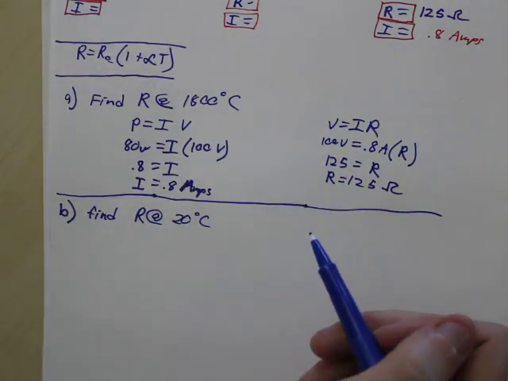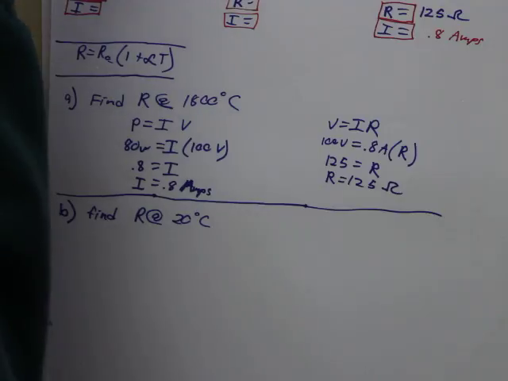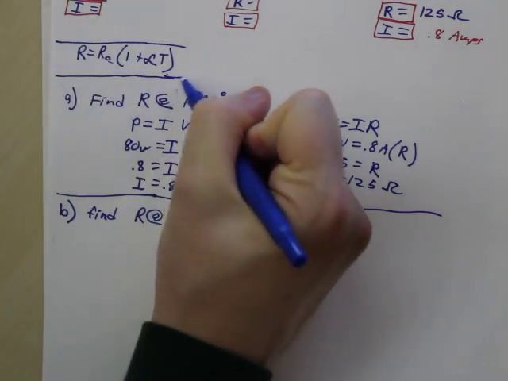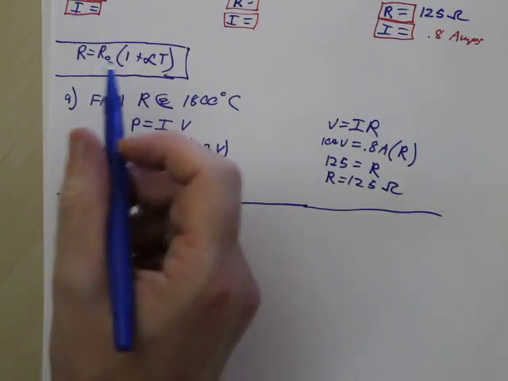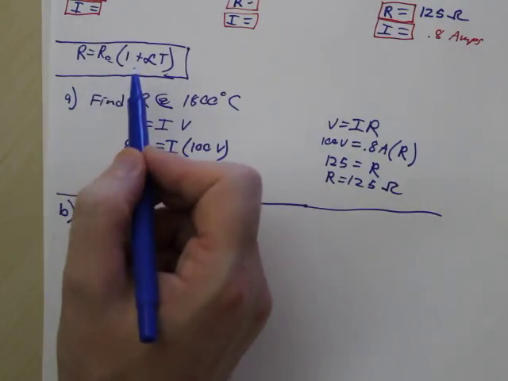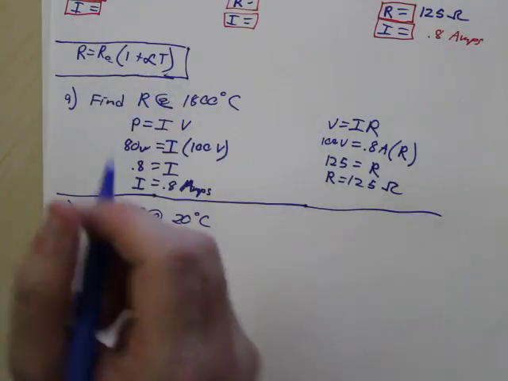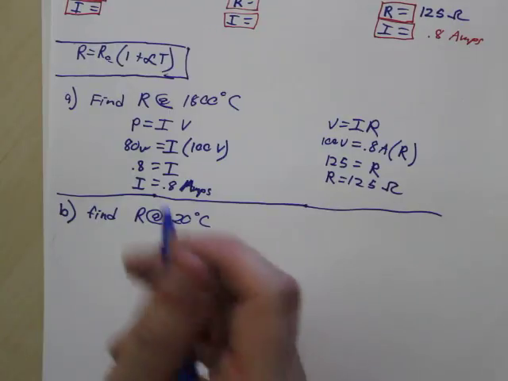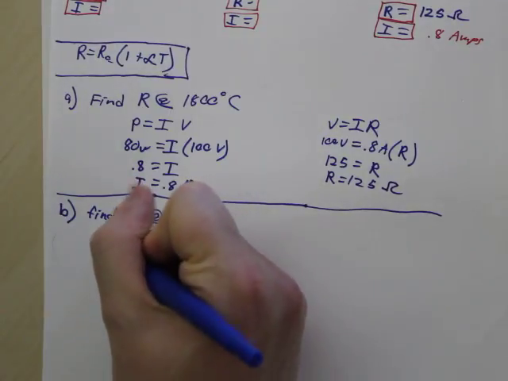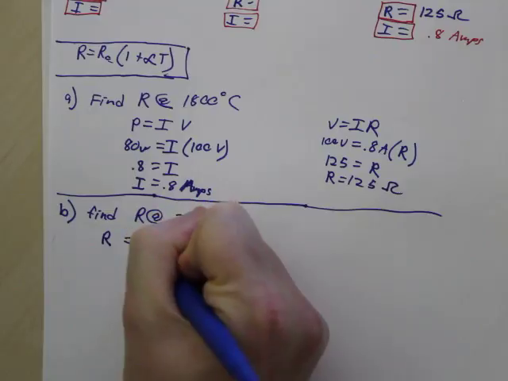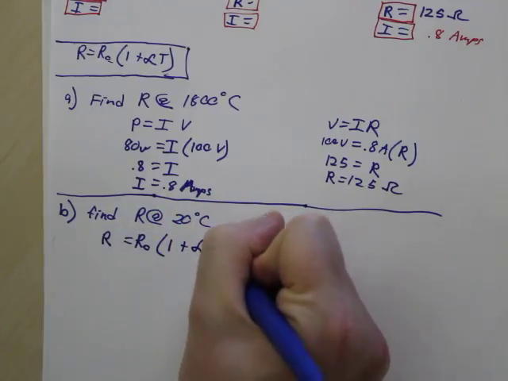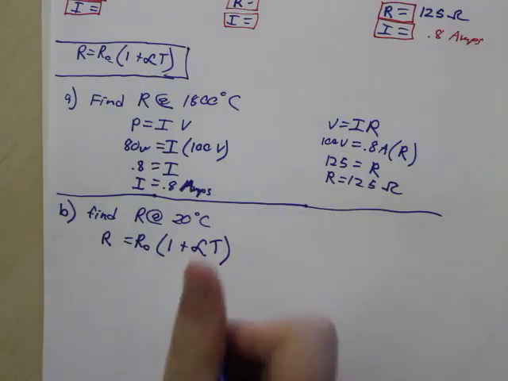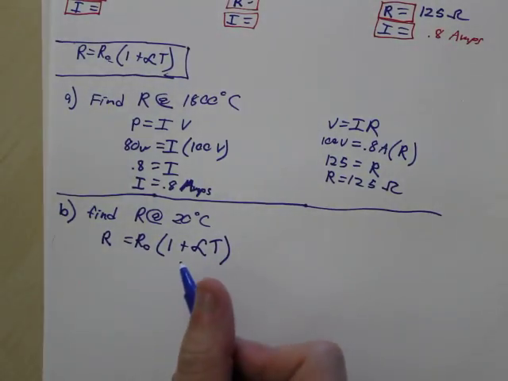So what do we do then to solve this one? There must be another equation, and there is. We have this equation up here, which was given to us early on from the book, which is essentially the temperature characteristics of resistors. So we're going to write this equation down because we know we're going to use it somehow. R equals R0, 1 plus alpha t. Okay, so let's see if we can solve this one.